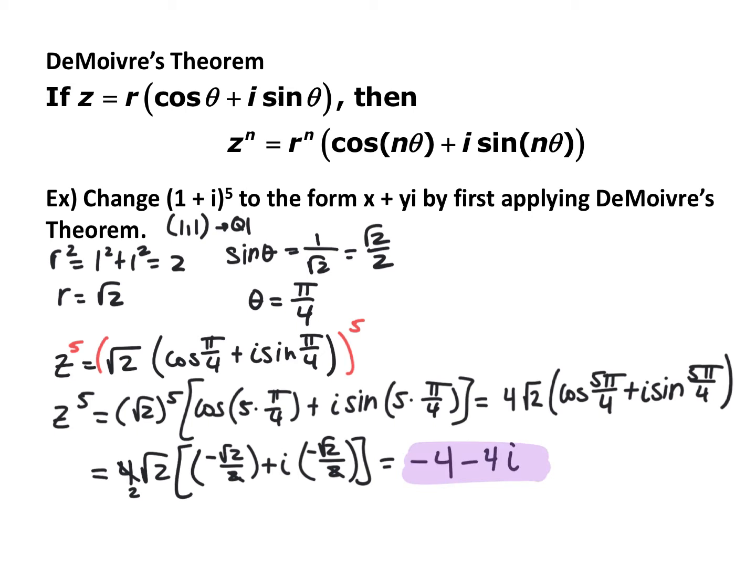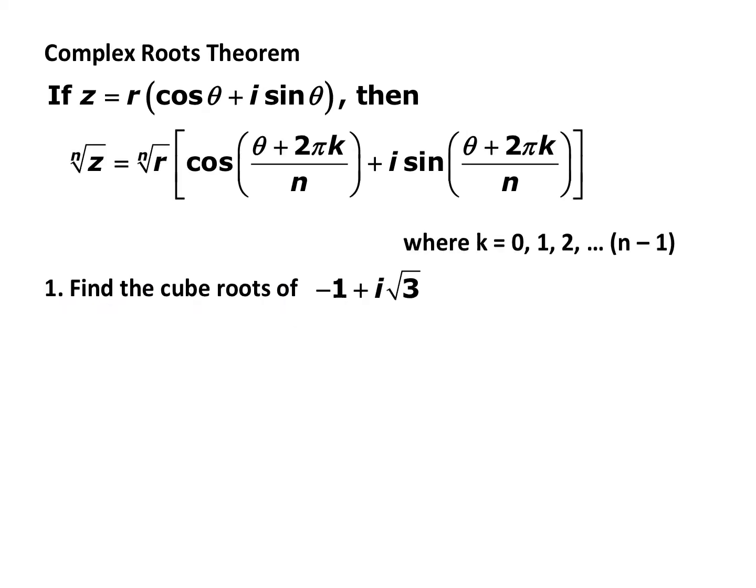So with DeMoivre's theorem, you are getting bigger. You're raising to a power, so both your radius and your angle get bigger. Repeated multiplication, so I raise my radius to the same power; repeated addition, so my angle gets multiplied by that power. The complex roots theorem is going to go the other direction.